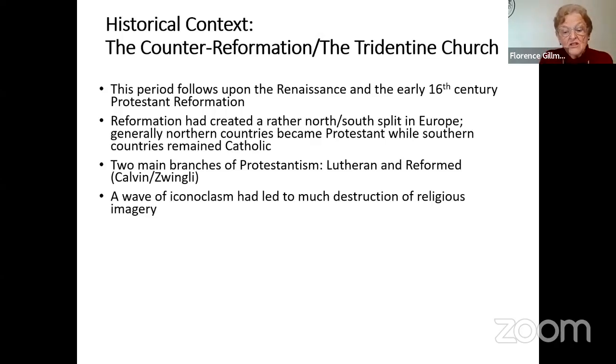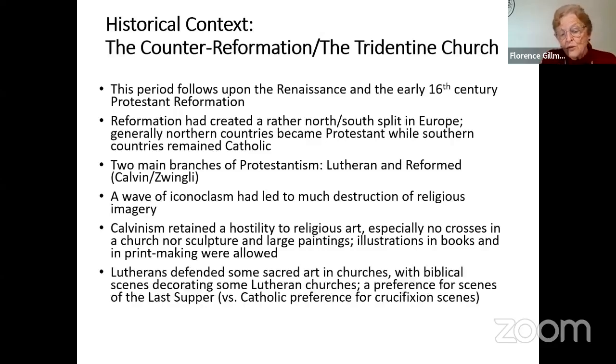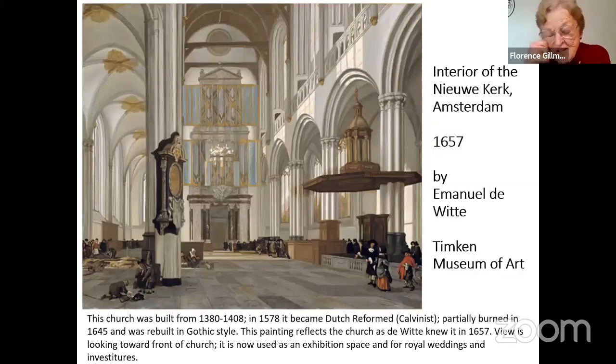And that had led to a lot of destruction of religious objects and definitely left a spirit of having little to no art in the churches of the Reform, in the Protestant churches. So Calvinism was especially hostile to religious art and wanted no crosses, no sculpture, no large paintings. It was okay in books. So we have, for example, interesting woodblock paintings in books on the side of the Reform. Lutherans were a little more open to some art. They especially preferred scenes of the Last Supper. Interestingly, the Catholic side especially preferred crucifixion scenes. We could speculate about that, but that would take us too far outside our subject for today.